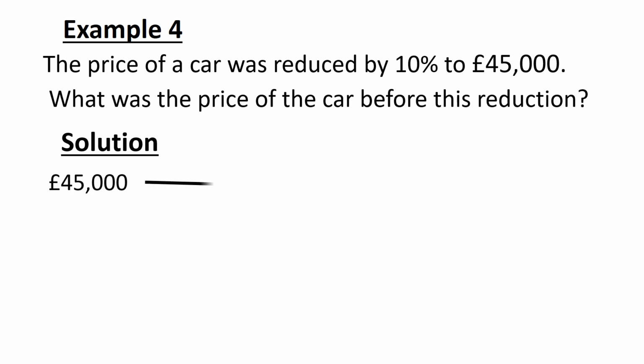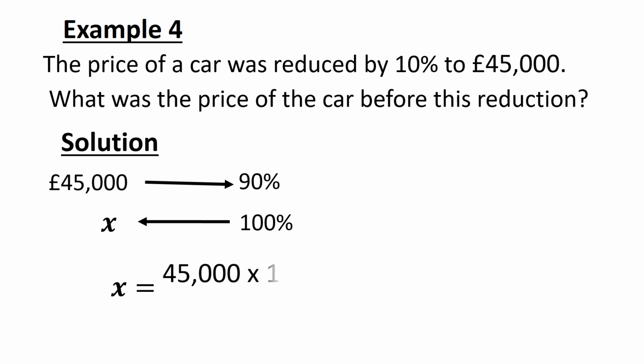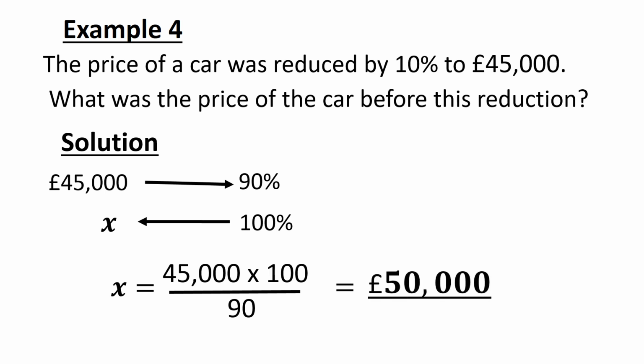45,000 pounds corresponds to 90%, since there was a loss of 10%. What about 100%? So if we cross multiply, this is going to be equal to 45,000 pounds times 100 all over 90, which is going to be equal to 50,000 pounds. So the price of the car before this reduction was 50,000 pounds.